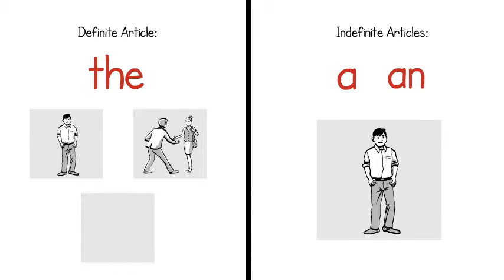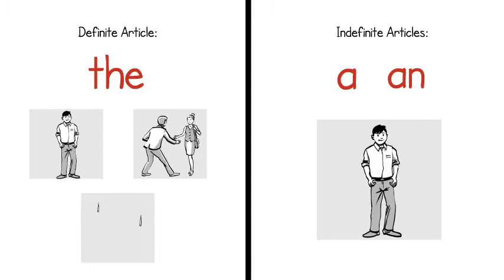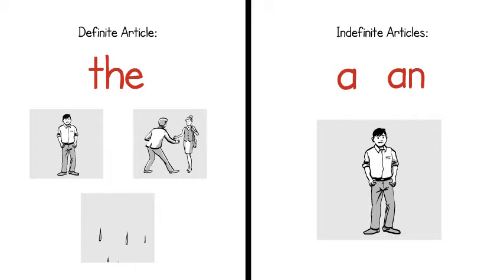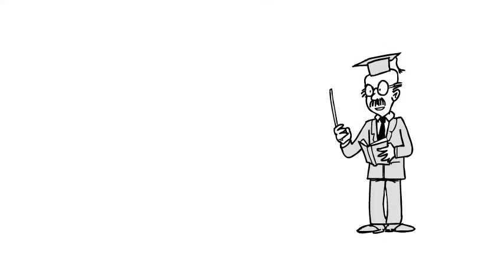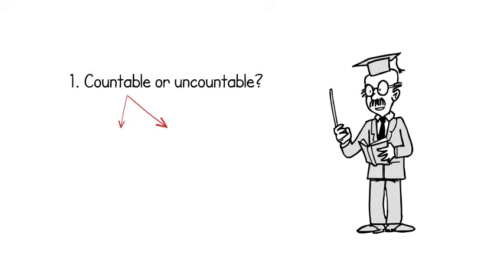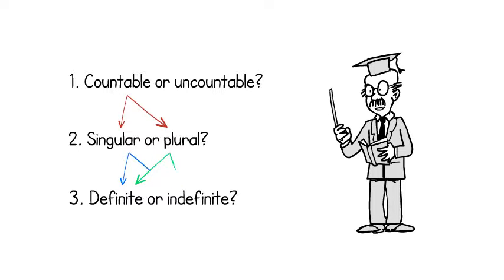When deciding which of these articles to use, look at each noun in your sentence and ask yourself 3 questions. 1. Is the noun countable or uncountable? 2. If it is countable, is the noun singular or plural? 3. Is the noun definite or indefinite?